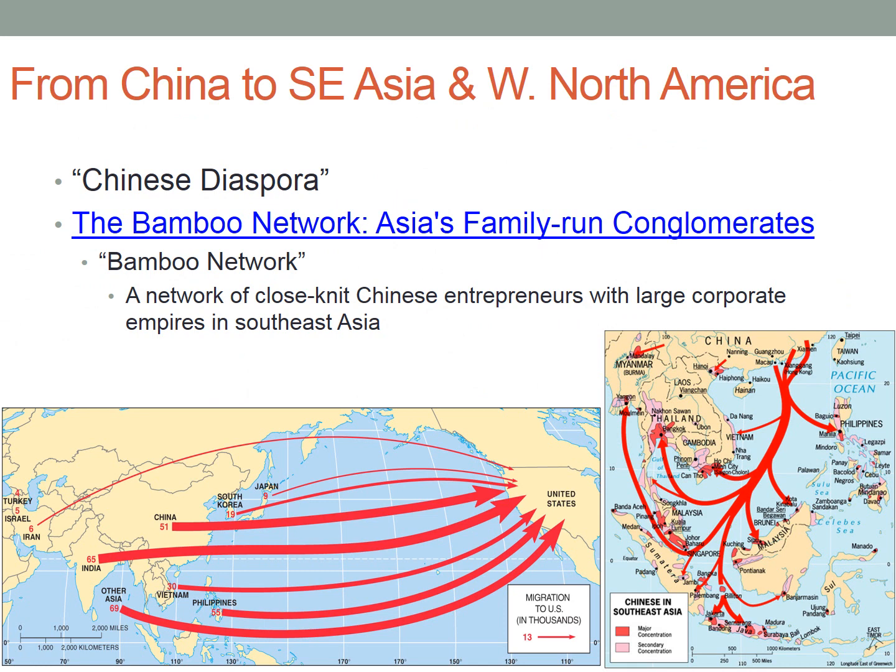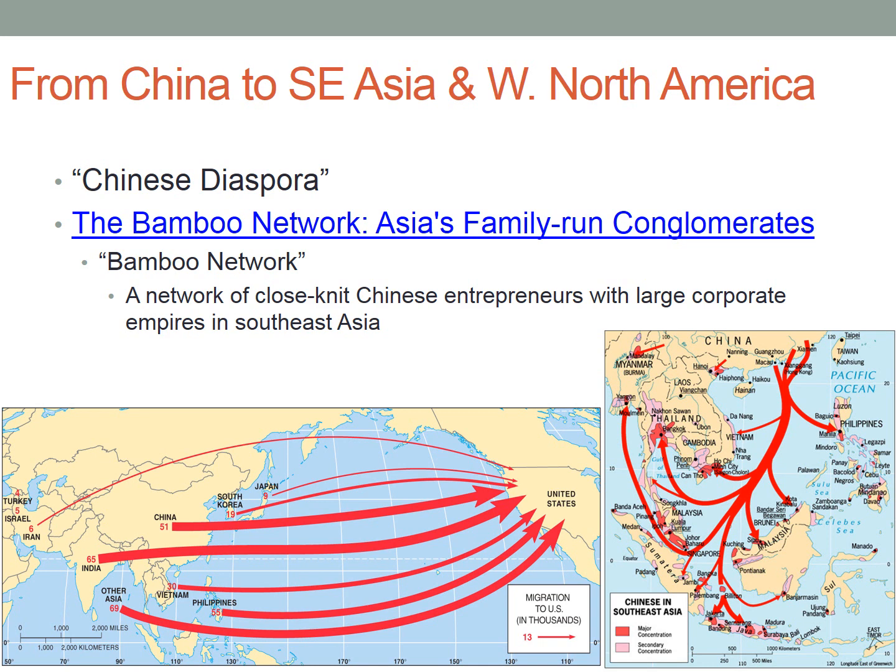And so this is more commonly known as the Chinese diaspora. So, dispersal of a particular group of people, Chinese, from their homeland, China, to someplace else, particularly Southeast Asia, but also Western North America.